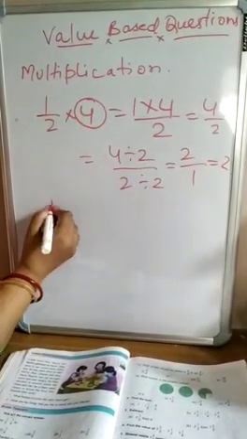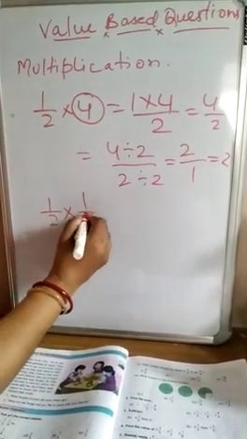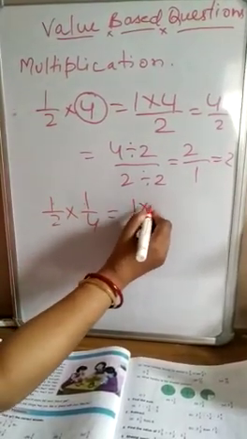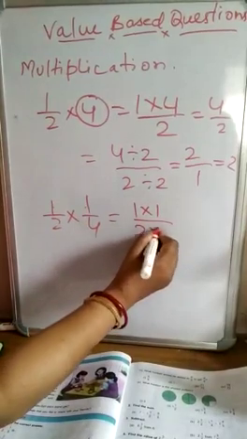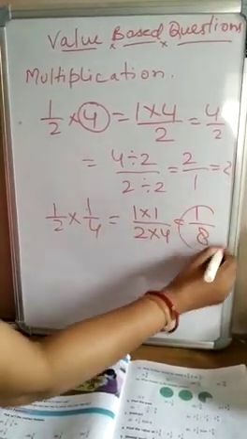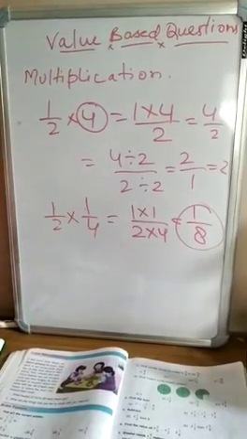This is the multiplication in case it is a multiplication between two fractional numbers. Here what we will do, numerator will be multiplied with numerator and denominator will be multiplied with denominator. Simple, 1 ones are 1, 2 fours are 8. In this way we can do the multiplication.